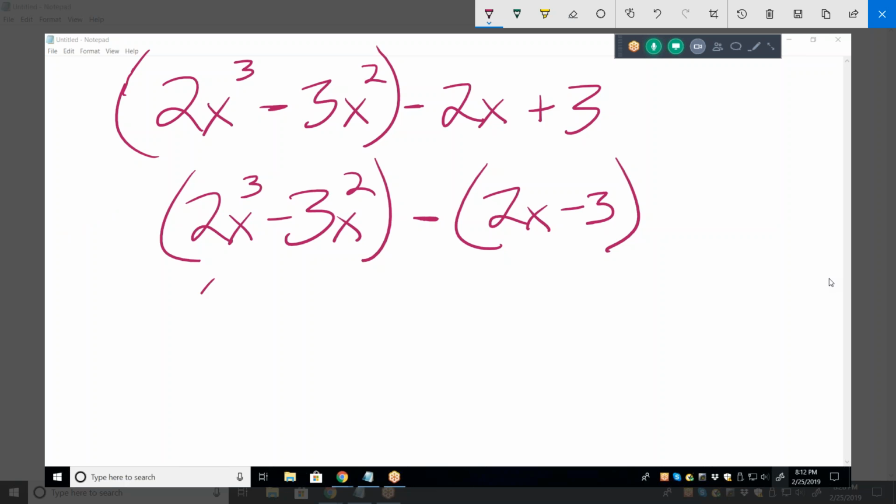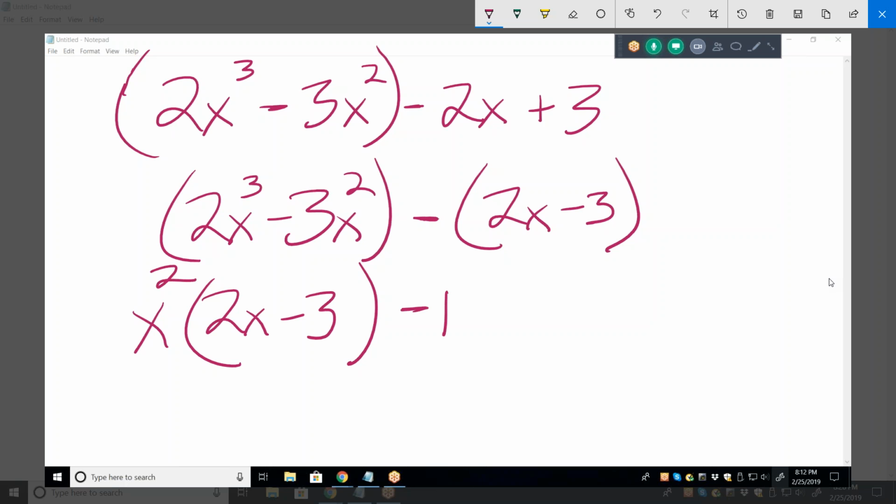Okay? Now, I can still factor out that x squared, leaving behind 2x minus 3. And I can still factor nothing, but we're going to factor out a 1 for a very good reason. One thing, it makes it more understandable. Now, what are we going to factor out of this row here?